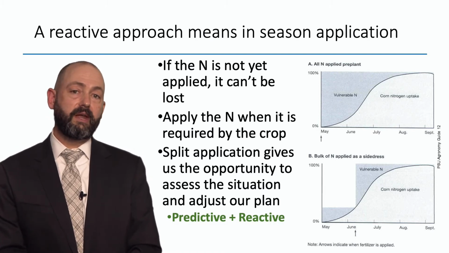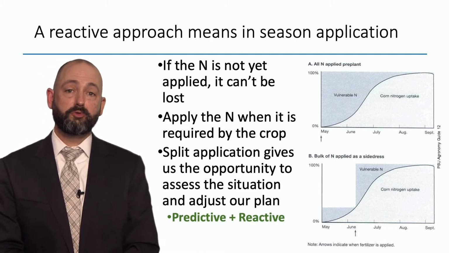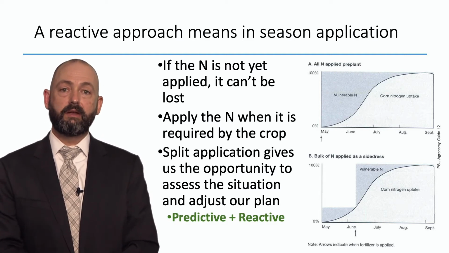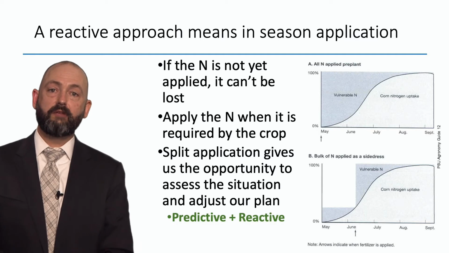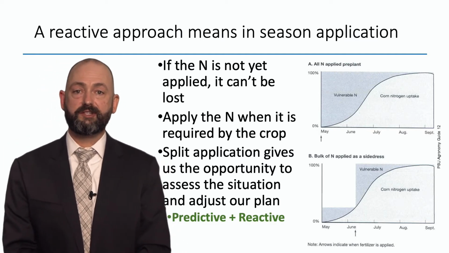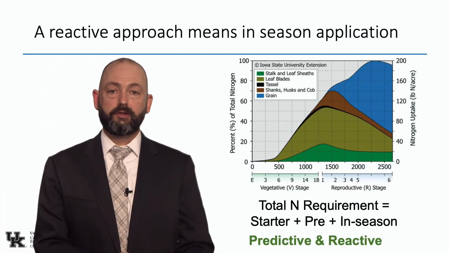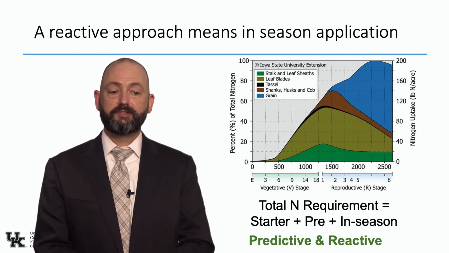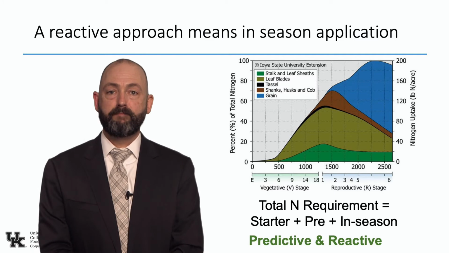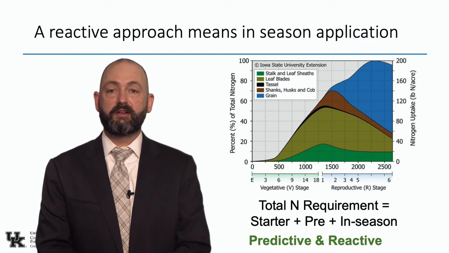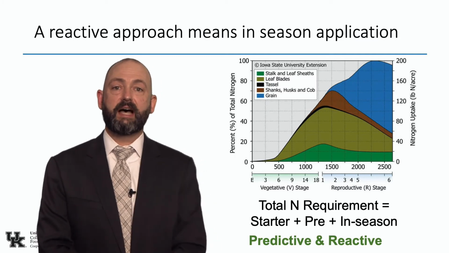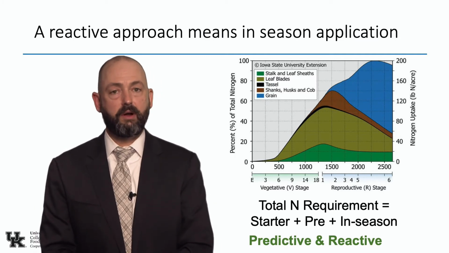This is really a combination of that predictive and reactive approach, because I had a plan at the beginning of the season, and then I'm going to come in 30, 40 days in and react to how the conditions changed. So the total nitrogen requirement is a function of starter plus that pre-plant surface applied and then in-season nitrogen. It's predictive and reactive. And I want to be really clear, because a lot of people also think about side dress as a rescue application. That's not what I'm talking about here.